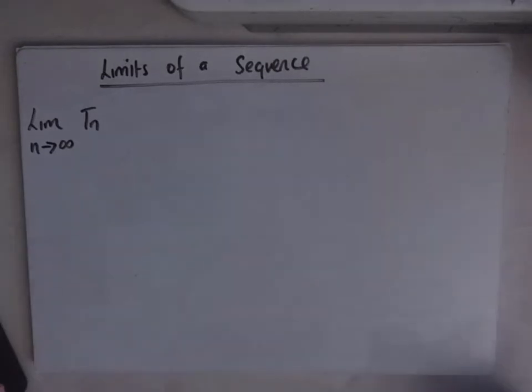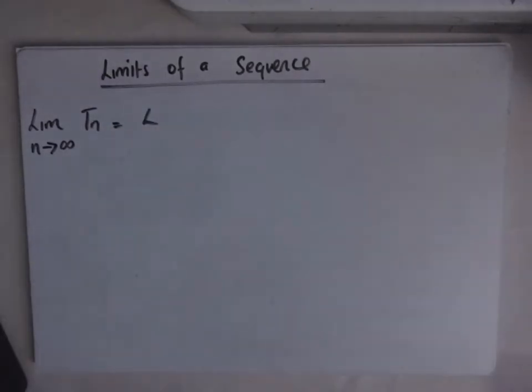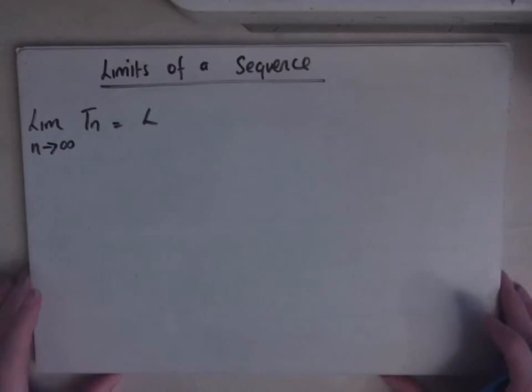Okay, so you'll remember a sequence, your general term is called Tn of your sequence. Okay, so you're just trying to see what the sequence will eventually end up at. That's what the limit is. Okay, so we could call that L, the limit of Tn as n tends to infinity.